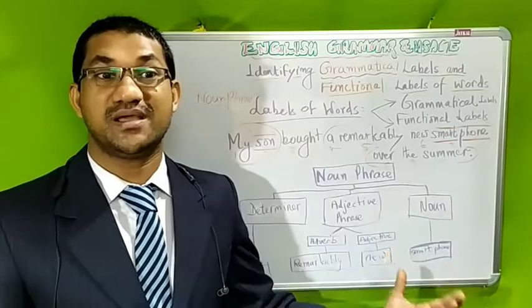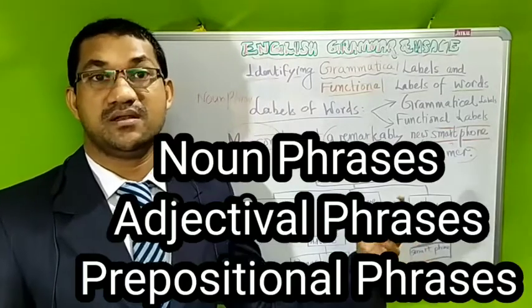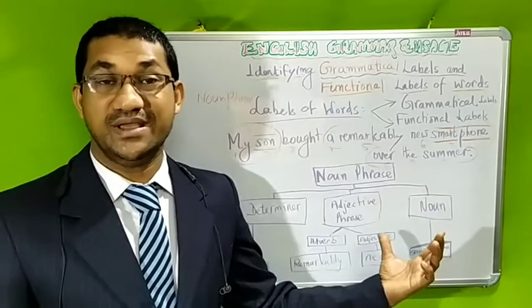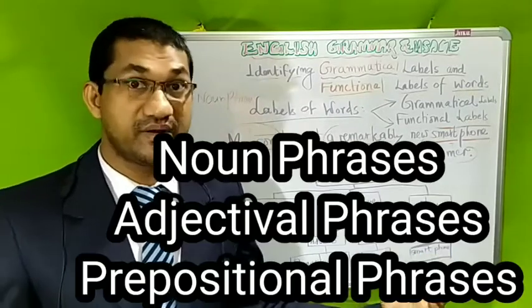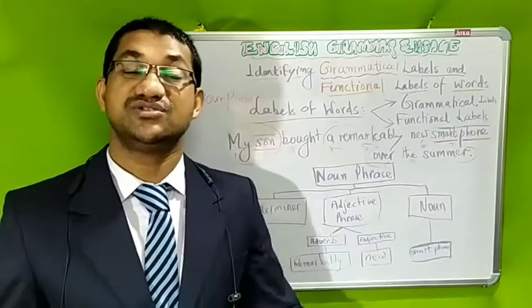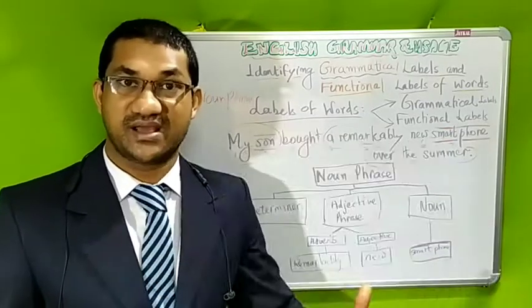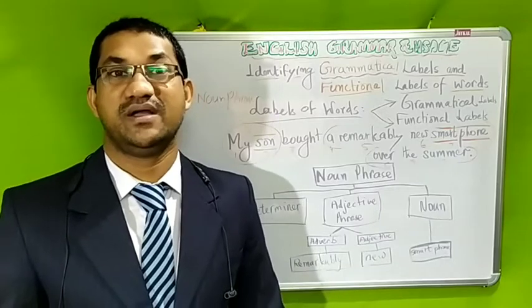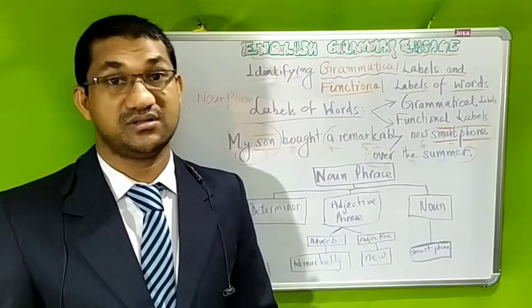So a grammatical label refers to the very name of the words in a sentence based on the appearance, the visibility, and the functional label we are discussing in the next lecture. That is of course describing the words of a sentence based on the function they discharge.